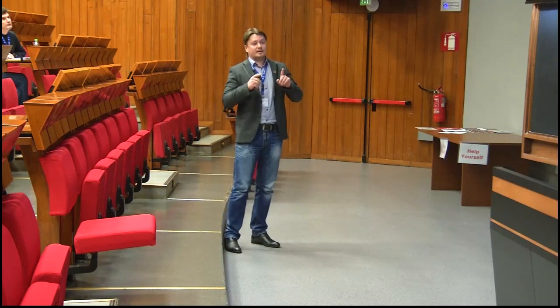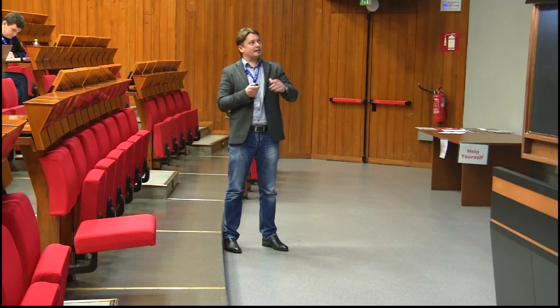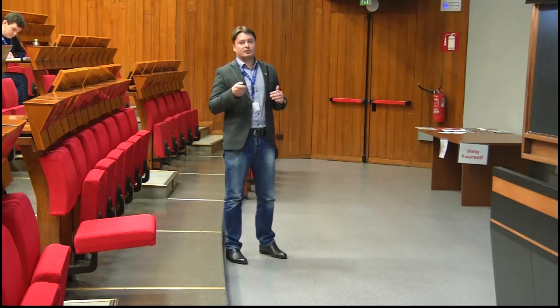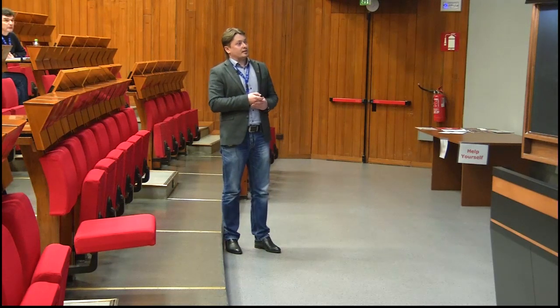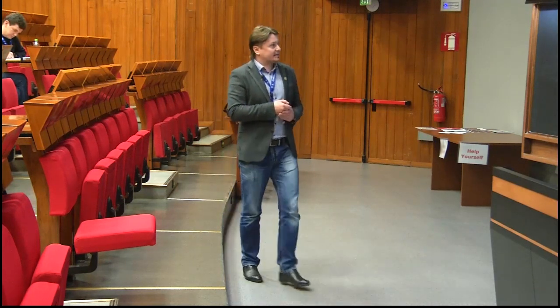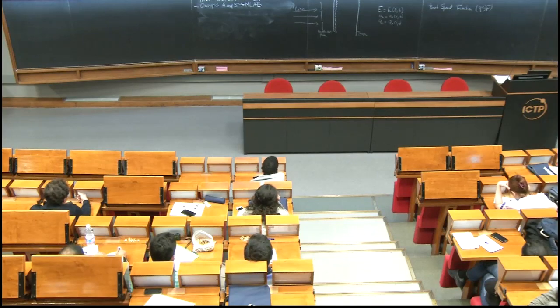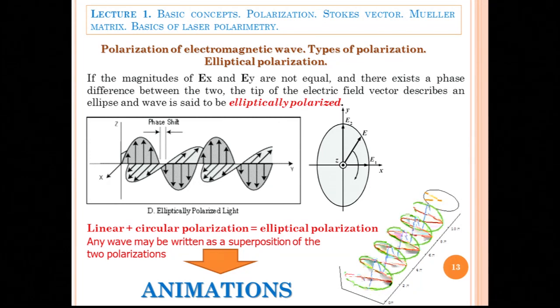Due to the ratio between these magnitudes and the value of the phase shift, the rotation could be clockwise or anti-clockwise. Here you can see it. So linear and circular polarization, when we add them, give us elliptical polarization. And you should know that any wave may be written as a superposition of two polarizations.